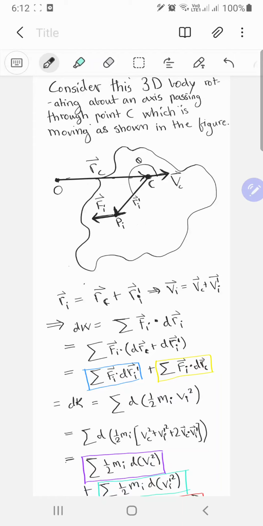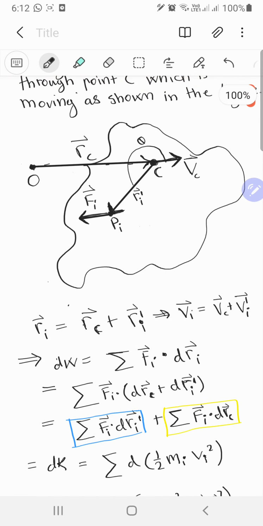Okay, so consider this 3D body rotating about an axis passing through the point C, which is moving as shown in the figure. So this C is moving with velocity Vc bar. Its position with respect to O is given by Rc bar. The position of this point Pi with respect to C is given by Ri dash bar.